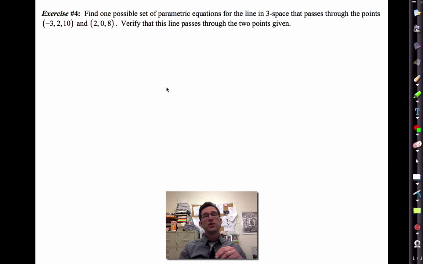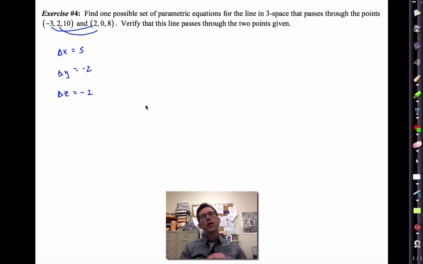We have to go back to using parametrics. So exercise 4 says find one possible set of parametric equations for the line in 3-space that passes through the points ... Verify that the line passes through the 2 points given. All right, so here's what we're going to do. We have to go back to parametric with t. We're going to calculate delta x, delta y, and delta z. Obviously delta x, x grows by 5. Delta y, y shrinks by 2. And delta z, z also shrinks by 2.